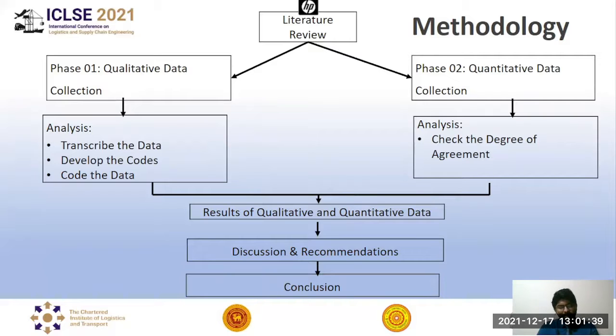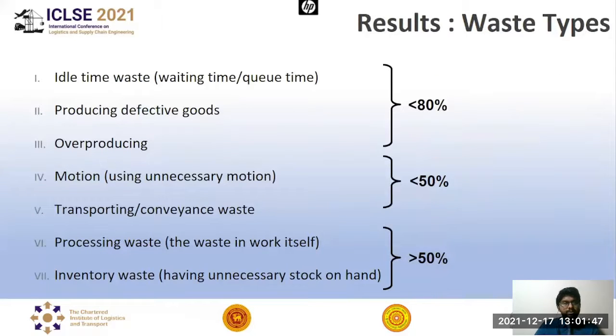So the analysis goes on with both methods, followed by the results discussion and the conclusions as well. The results show the 7 types of waste, which are very significant in lean, either lean construction or lean manufacturing. So idle time, production, and overproducing have been identified as the most significant waste types by the respondents.